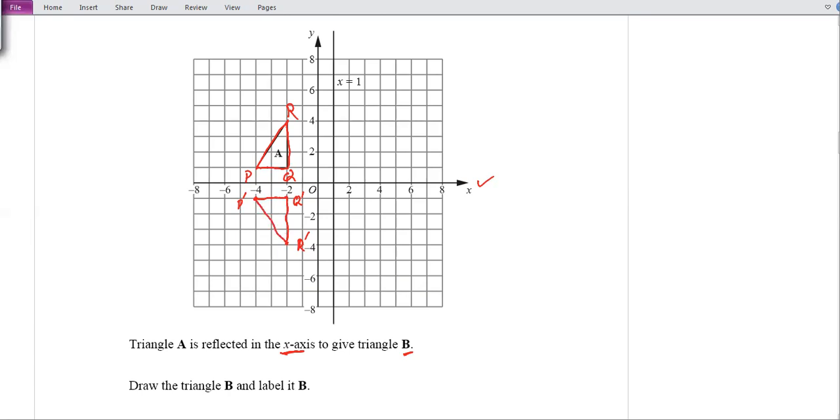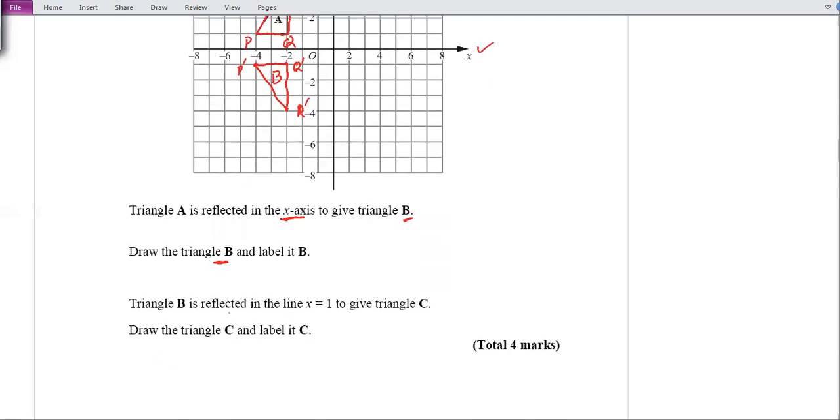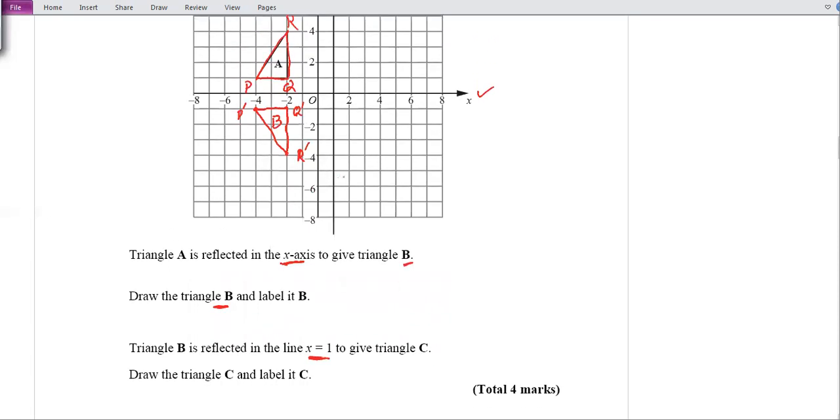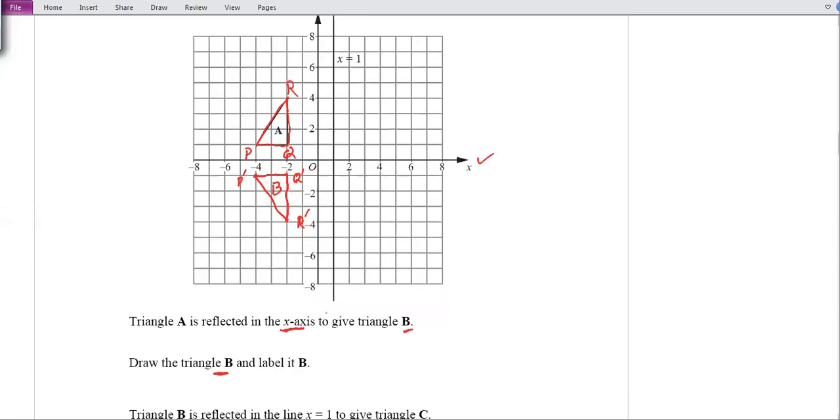This is R. The question says to label the new triangle as B. So this is your new triangle. The next part says triangle B is reflected in x equals 1. This is the line x equals 1. Now, for this triangle, make this your mirror and do the reflection in this line.